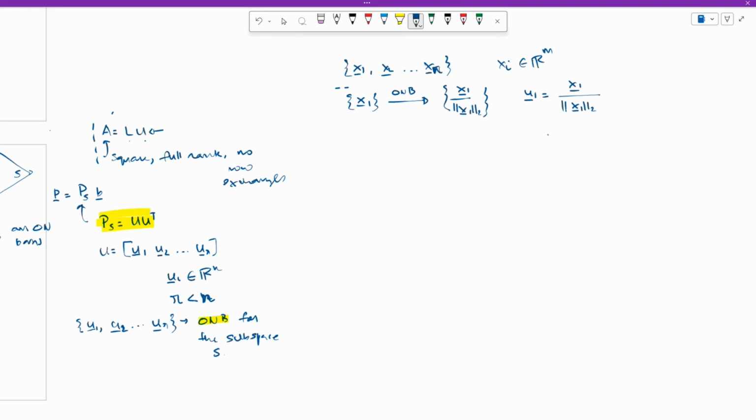You can verify that u1 transpose u1 is in fact 1. That's because u1 is x1 divided by the norm of x1. You can take the scalars out. Scalars will be squared, and you have x1 transpose x1. This is nothing but the square of the Euclidean norm.